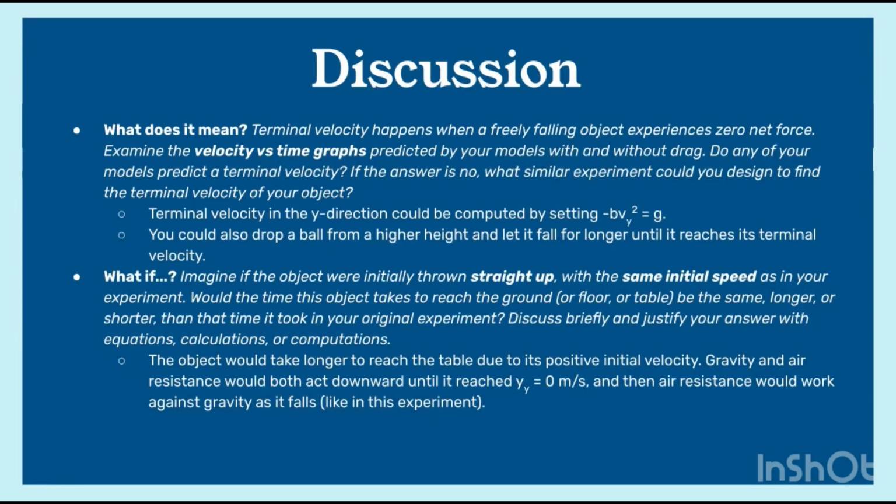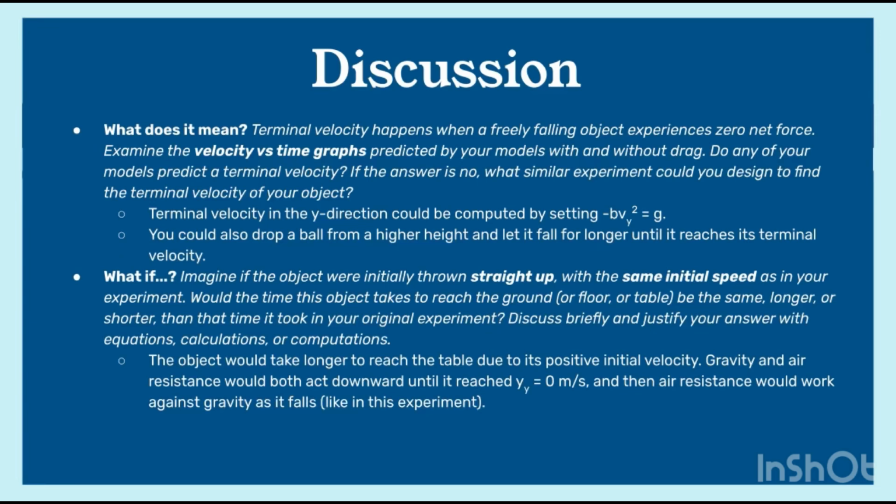So what does this mean? Our terminal velocity in the y direction could be computed by setting negative b times the y velocity squared equal to g. This is because terminal velocity occurs when the drag force is equal to the gravitational force, resulting in a net force of 0. You could also drop a ball from a higher height and let it fall for longer until it reaches its terminal velocity.